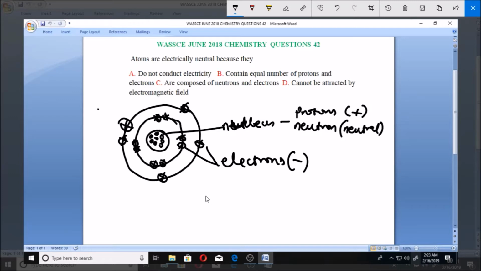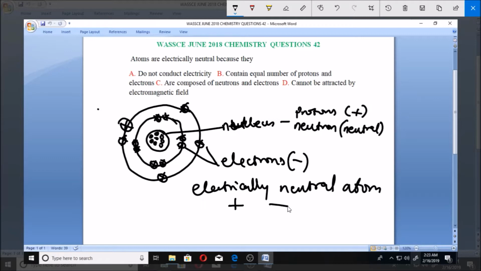So for you to have an electrically neutral atom, the positive charges must be equal to the negative charges. The ones that have positive charges are the protons, and the ones with the negative charges from our diagram are the electrons. So for you to have neutrality, the proton number has to be equal to the electron number, because the neutron is neutral, so it doesn't affect the electrical neutrality of the atom.